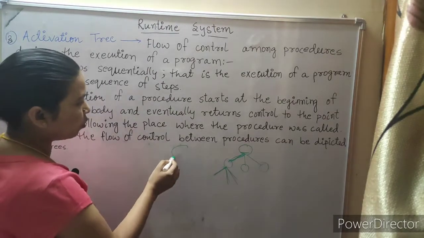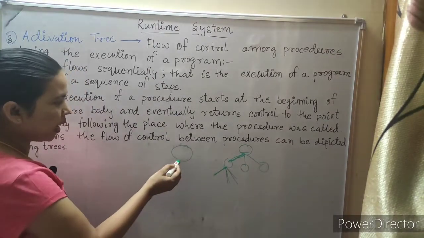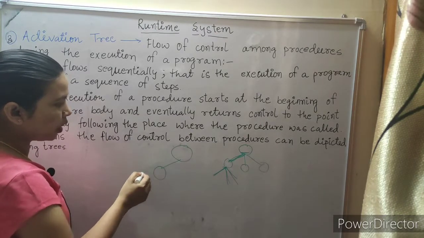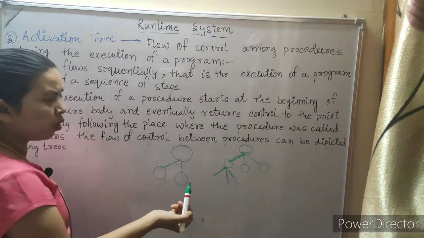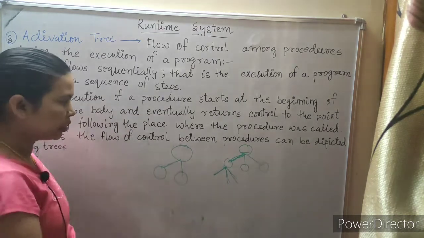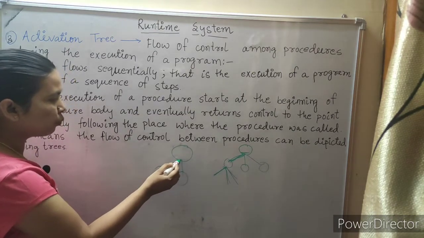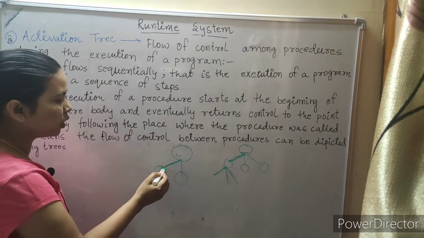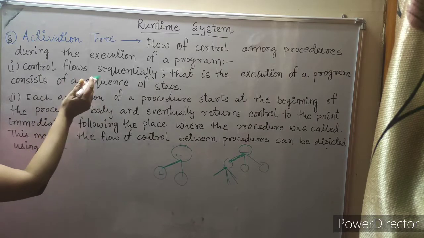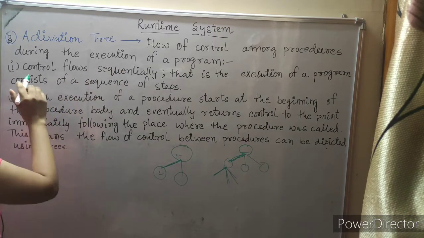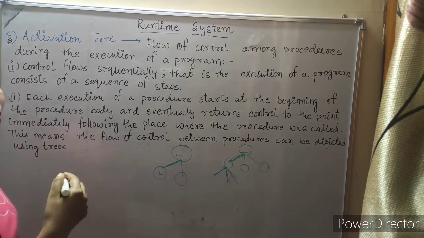That means first we call the root node, and the root node is connected to the other node, which you can say is the child node. It is not compulsory that it be left or right like this, okay, and it is the flow from one node to the other node. So this is the activation tree. So what is the activation tree? It has 2 points. First is control flow sequentially.